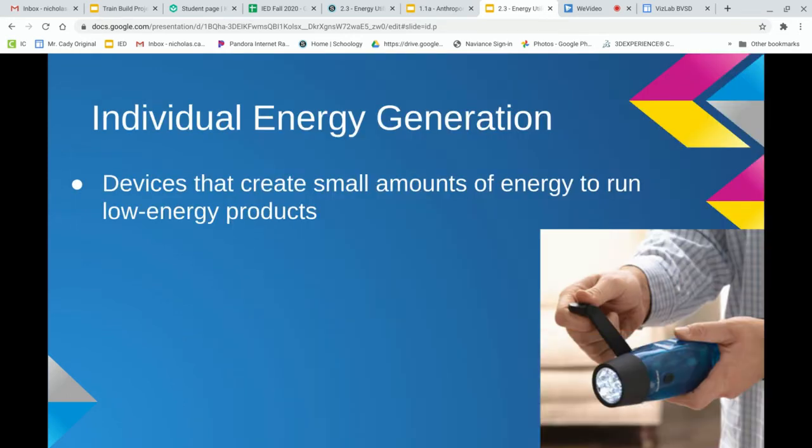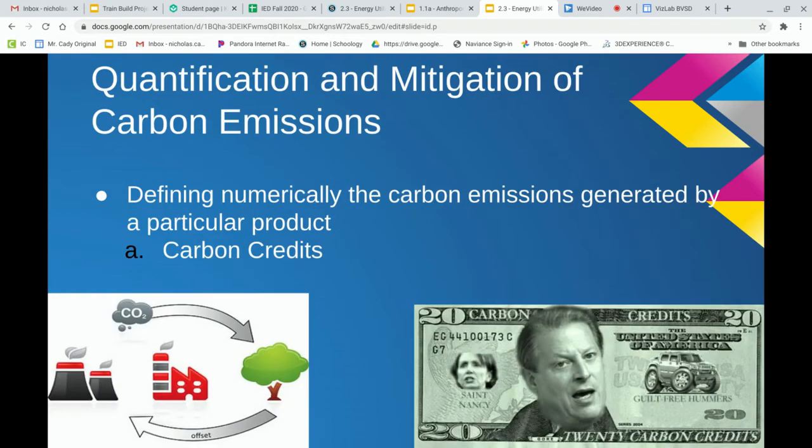All right. We also have what's called individual energy generation. I put a little picture of what in the UK they call a torch, but we call a flashlight. It's got the little hand crank. As you spin it, you're generating some electricity. You're pushing electrons. Some of it's being stored long enough that your flashlight will stay on even when you're done cranking. Devices that create small amounts of energy to run low energy products.